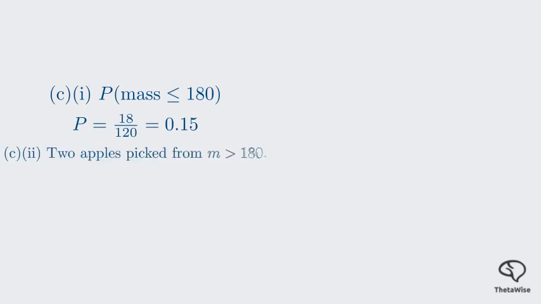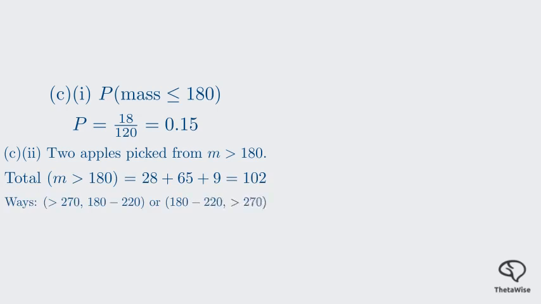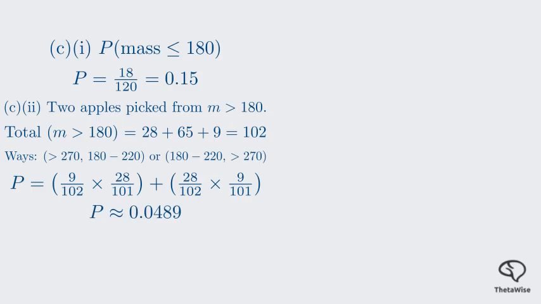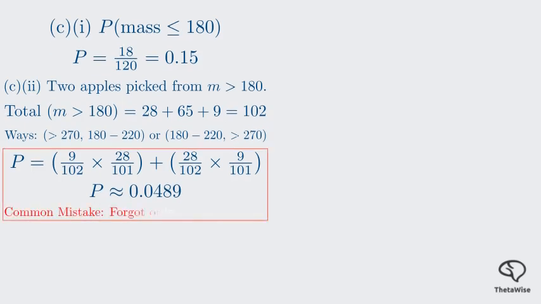Part D is more complex. 2 apples are picked from those greater than 180 grams. First, there are 102 apples in that range. We want one over 270 grams, which there are 9 of, and the other 220 grams or less, where there are 28. There are 2 ways this can happen. We multiply the probabilities and sum them. Using the calculator, this is approximately 0.0489. Common mistake: in probability, forgetting that when picking one of each, there are usually 2 different orders to consider. Also, remember to decrease the denominator for the second pick, since the first apple isn't replaced.